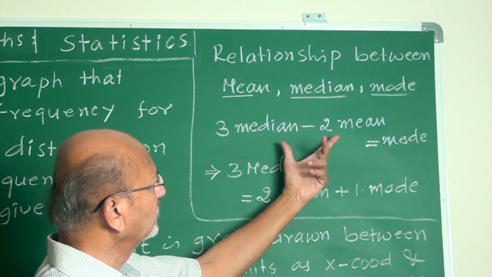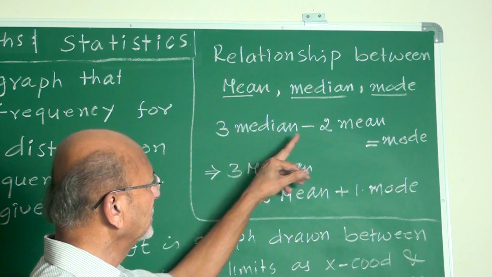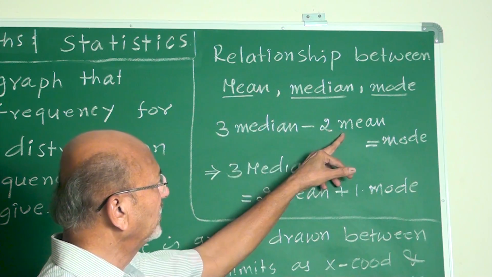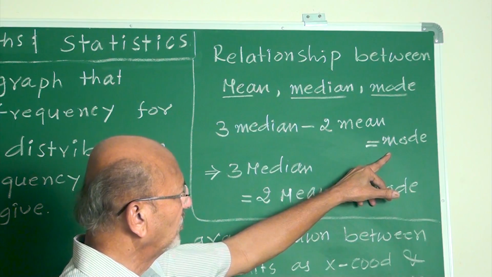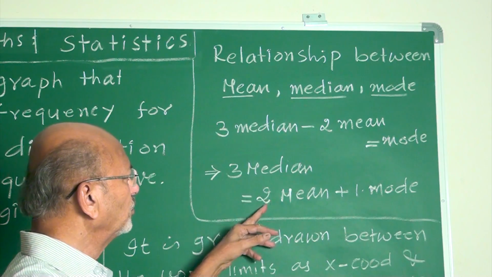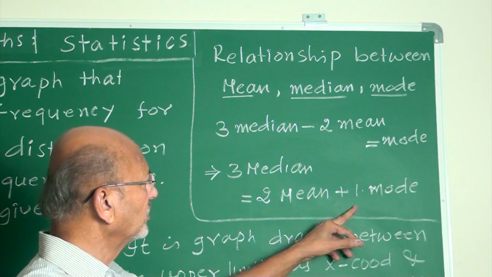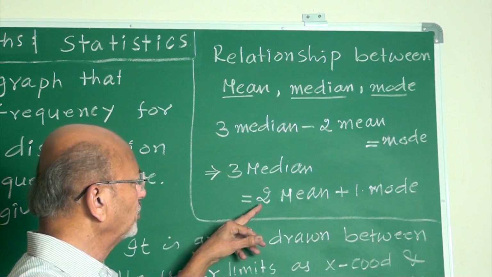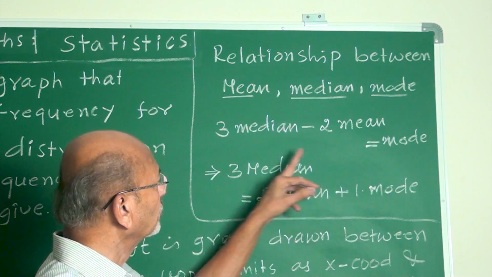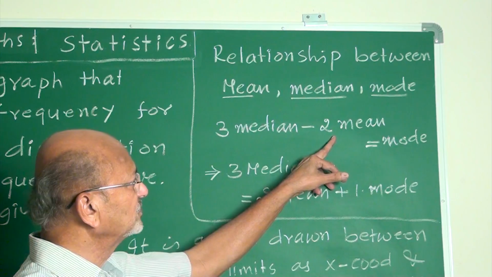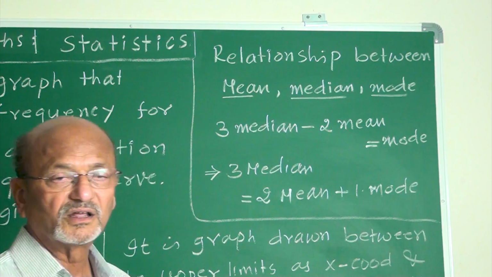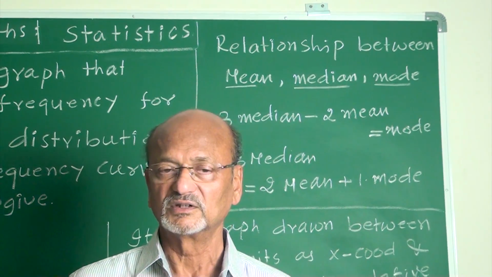See, median and mean are both here. 3 times the median minus 2 times the mean equals mode. Or you may remember this as 3 times median equals 2 times mean plus 1 time mode. Or mode equals 3 median minus 2 times mean. Either this equals this or this equals this. In whichever manner you feel convenient, you can remember it.